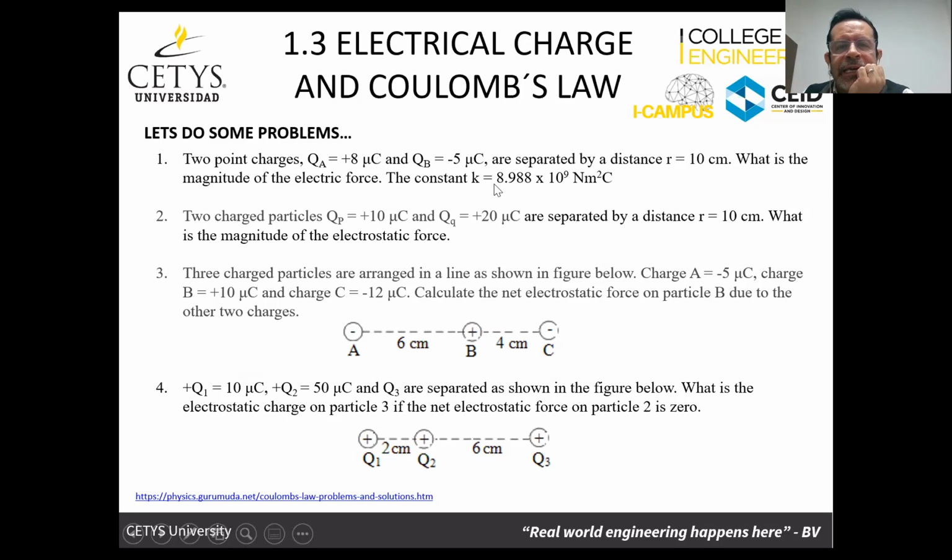It says the constant K is 8.988 times 10 to the 9. I don't want us to have that headache. So we're going to be using K as the rounded-off constant, which is 9 times 10 to the 9. We're going to use the rounded-off version of the constant. Okay, let's start off. I'm going to go over here to the whiteboard.